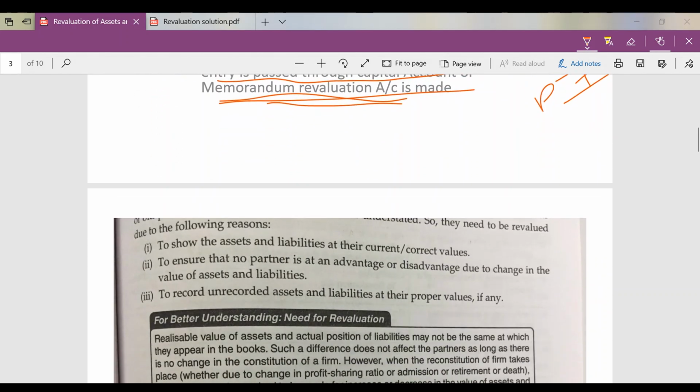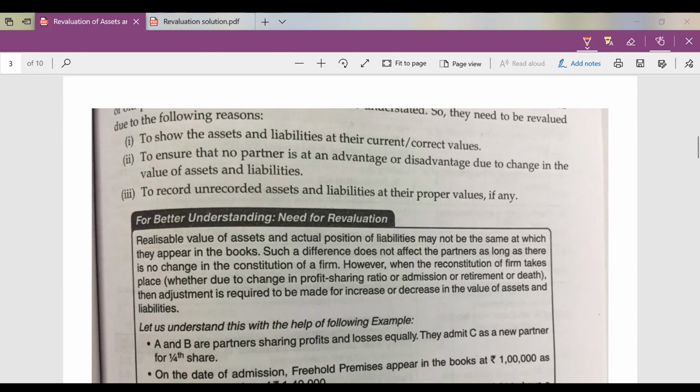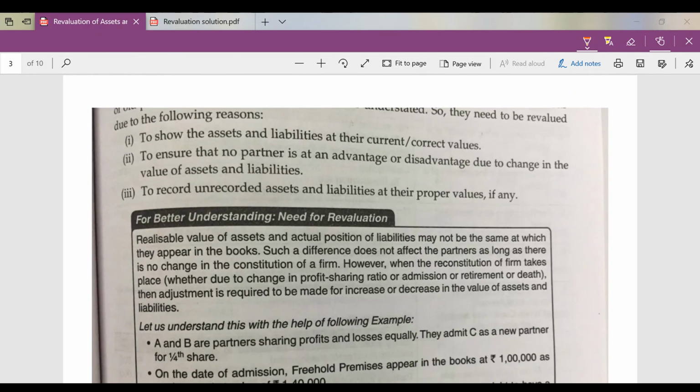Now coming to why we have to revalue the assets and liabilities, right? It is to show the assets and liabilities at their current or correct value. Why? Because in the books, the value of an asset is always at what? The cost at which you have purchased it minus whatever depreciation is done on it, right? So in that case, no partner is at an advantage or disadvantage due to change in the value of assets or liabilities.